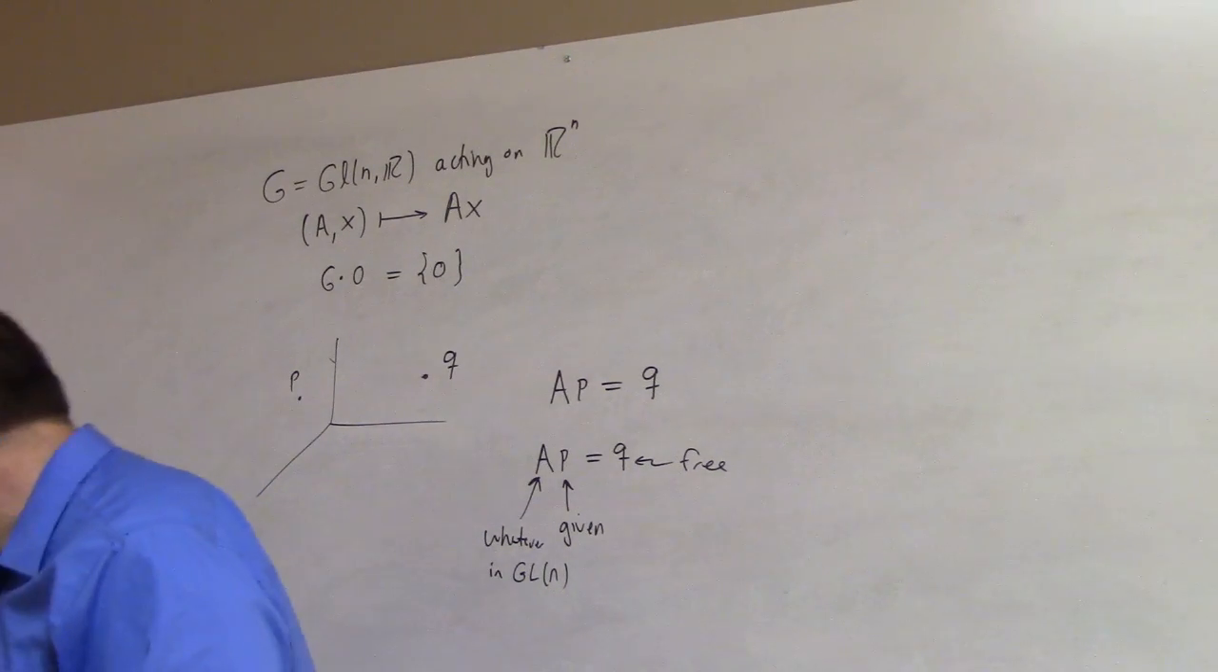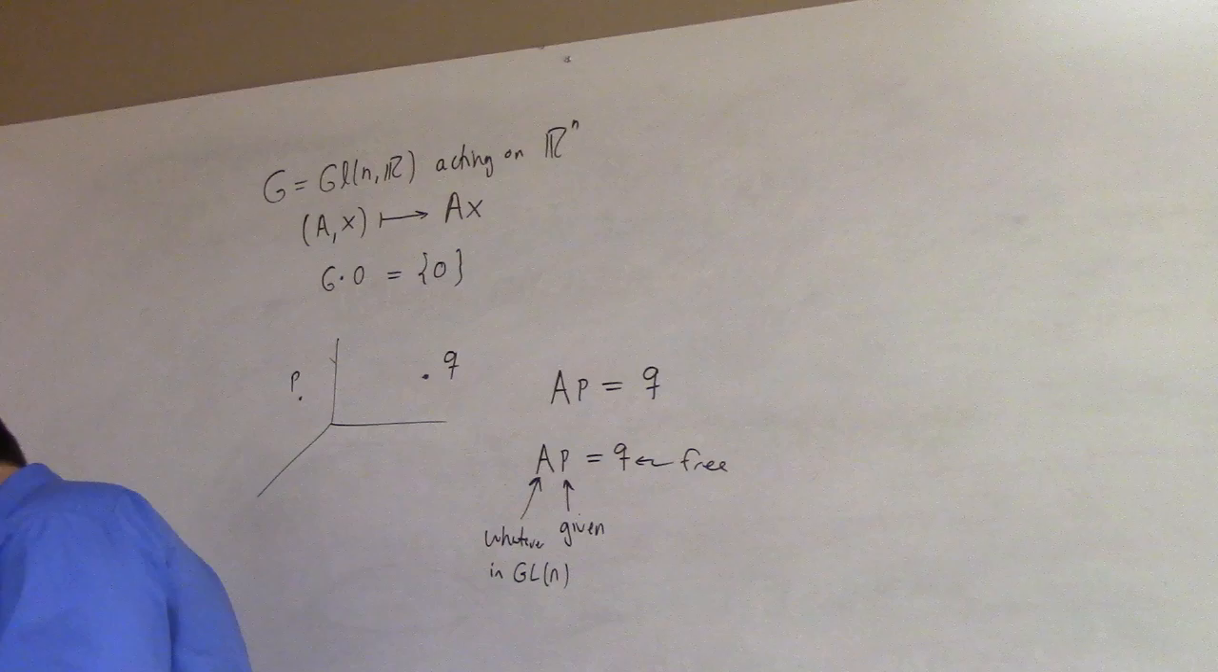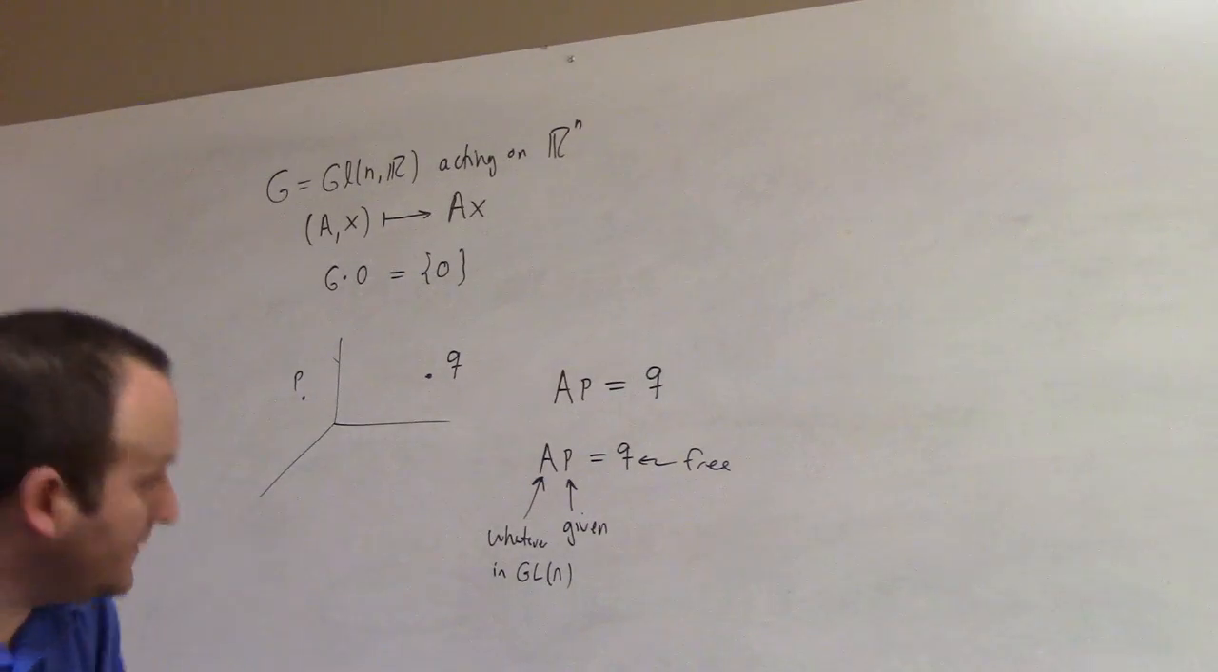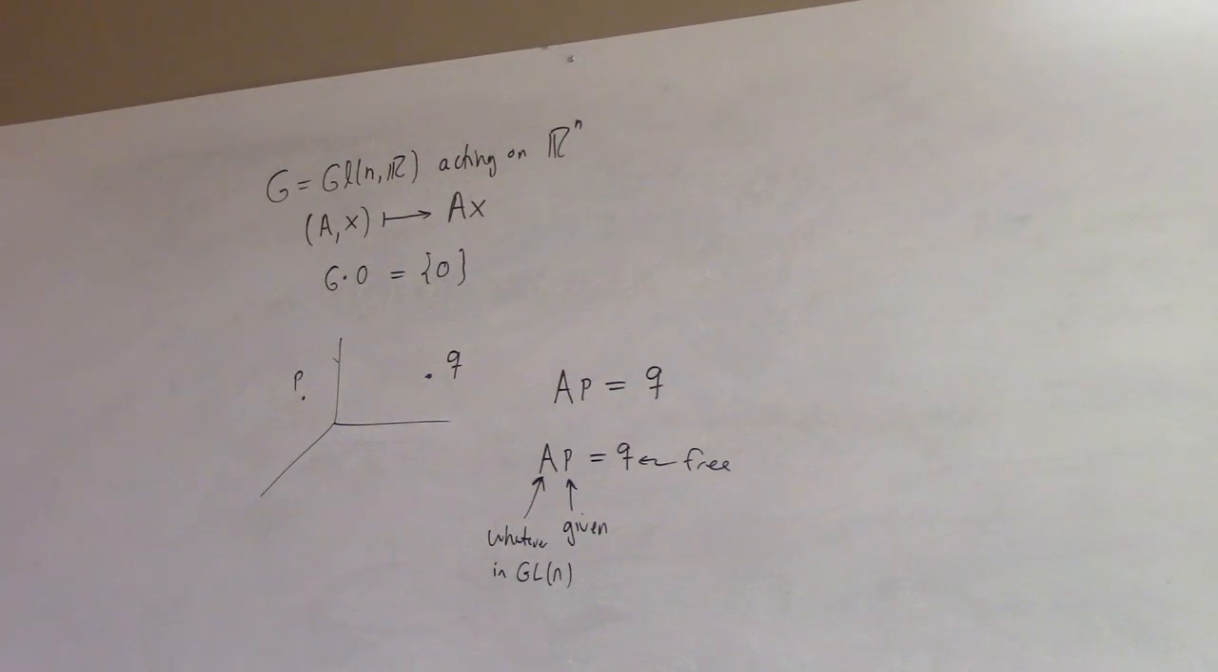And Q can't be zero either, right? Yeah, I think that's... Well, I guess it could be. It could be zero. So we're given a P and we're trying to... A can't be zero, though. A is in GLN. It's an invertible matrix. But Q could be zero, I suppose.